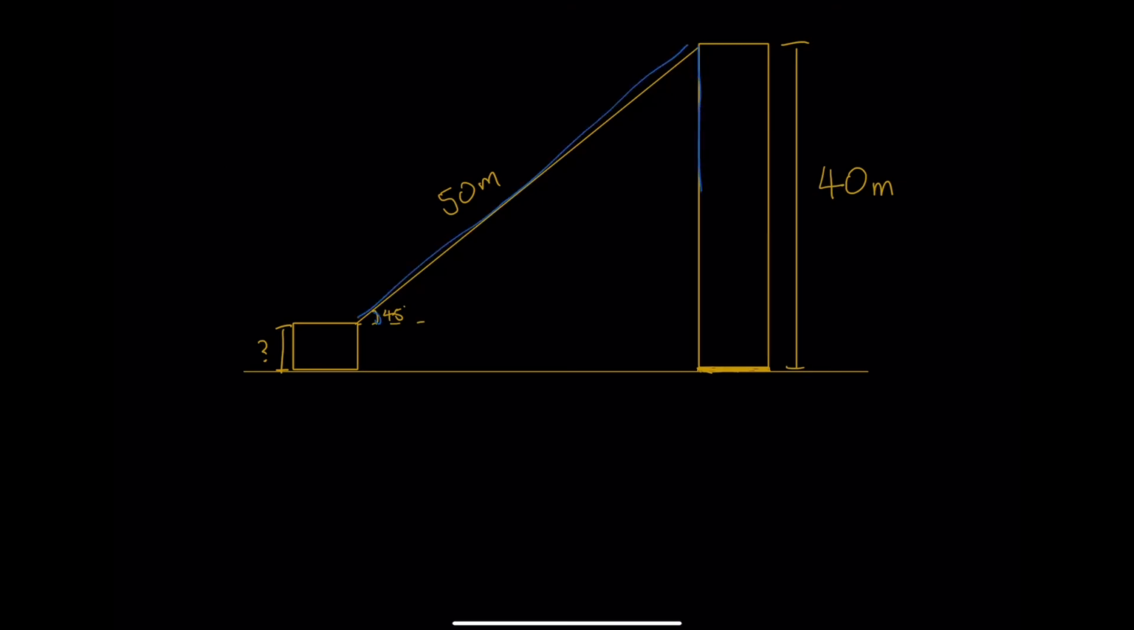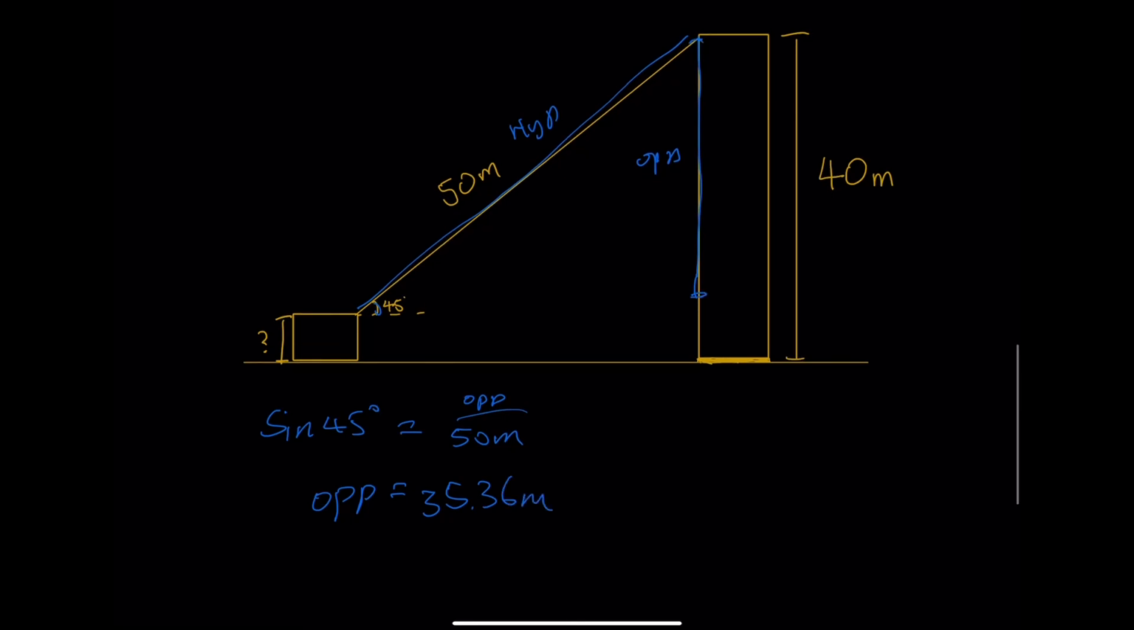So we're given the angle and the hypotenuse. What we're looking for is the opposite in this situation. So our opposite and our hypotenuse. That is sine. So sine 45 degrees is equal to, we don't know what opposite is yet, over our hypotenuse, which is 50 meters. So that will give us the opposite, which is equal to 35.36 meters.